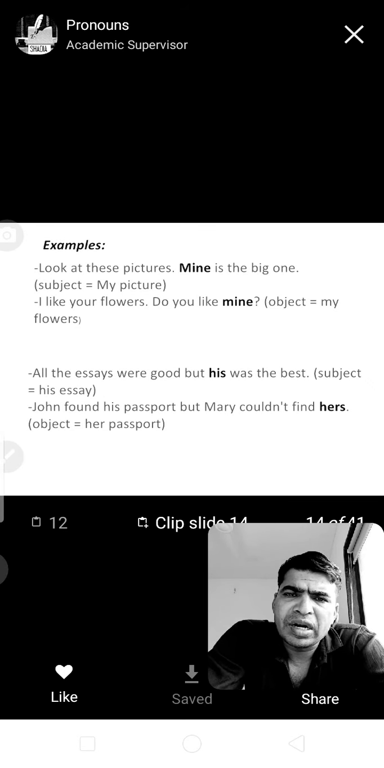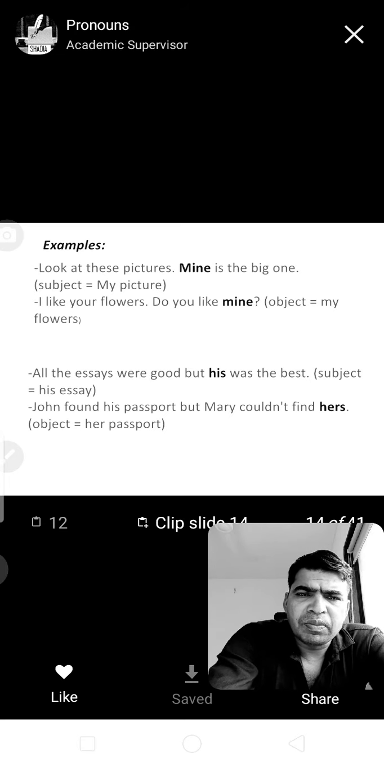Examples. Look at these pictures. Mine is the big one. Subject, my picture. I like your flowers. Do you like mine? Object, my flowers. All the essays were good, but his was the best. Subject, his essay. John found his passport, but Mary couldn't find hers. Object, her passport. These are the examples.